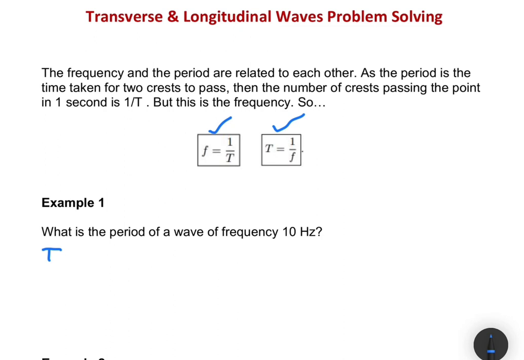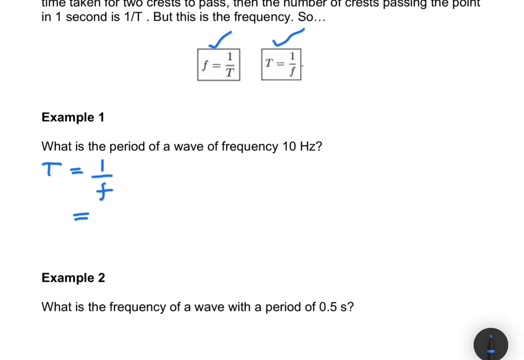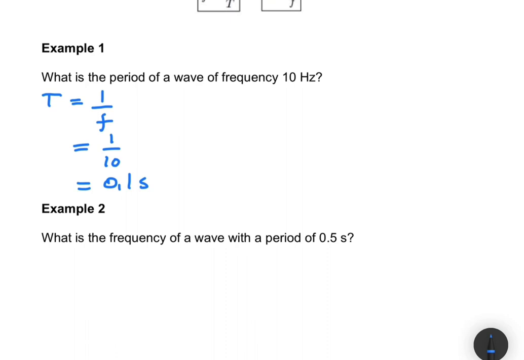If we go ahead and do that, we're going to have T equals 1 divided by the frequency. But we know fully well what the frequency is. The frequency is 10 Hz. So we're going to have 1 divided by 10, which is equal to 0.1 seconds. The SI unit of period is seconds, as the period is the time taken for 2 crests to pass a point. And then in example 2, we do it the other way around.